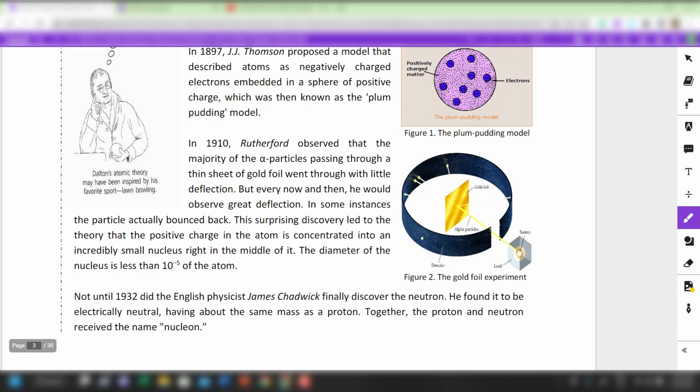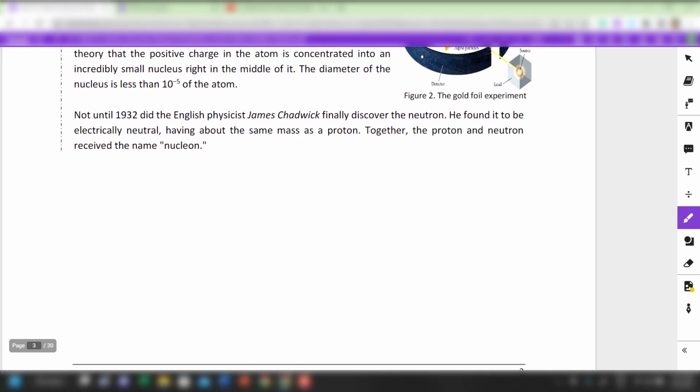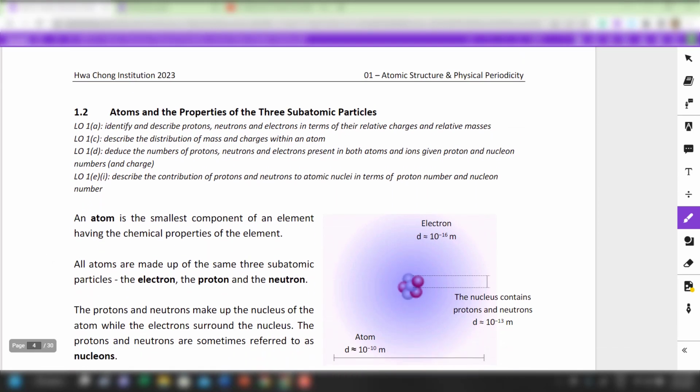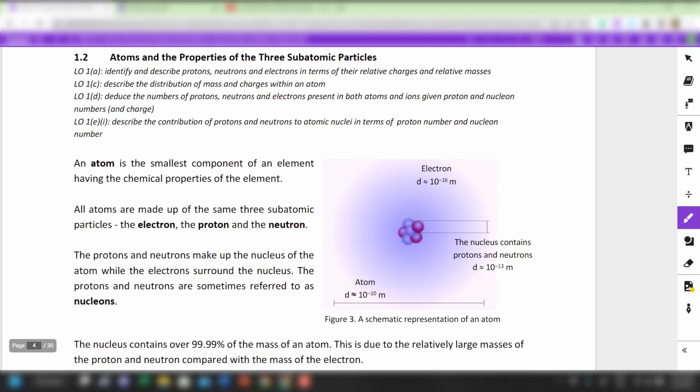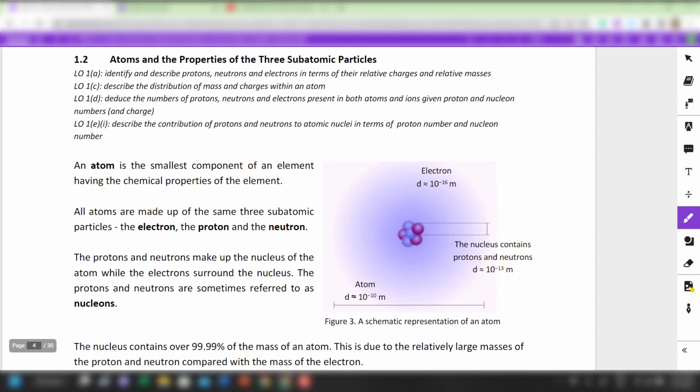Okay, of course there are more discoveries later on. For example, we know that they are being defined mathematically by some sophisticated equations, and how the electrons are actually at different energy levels, etc. So all these we will not go into details for H2, but if you are interested, you can read more about them. Okay, so we'll move on to 1.2, where we'll introduce you to the 3 subatomic particles, and I'm sure you have already known them from secondary school: electrons, protons, and neutrons.